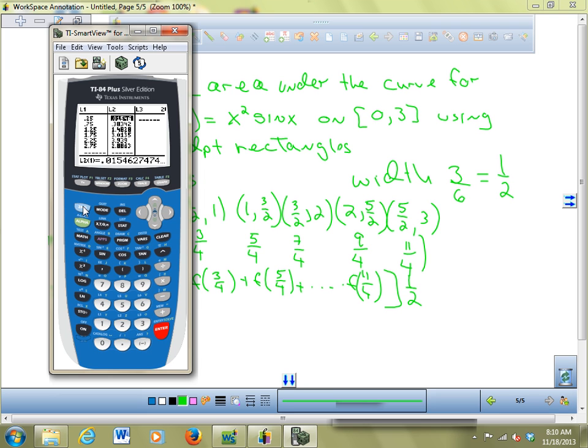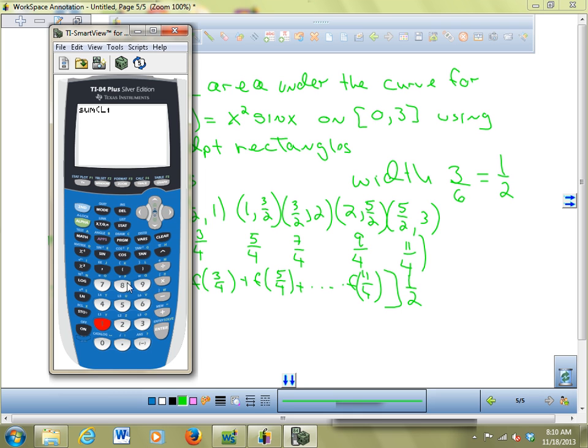Now, to add them all up, there's a trick you can do. You don't want to add those all up by hand. So you go to second stat, and then you go over to math. And then you go down to five, which is sum. And I want the sum of list one.